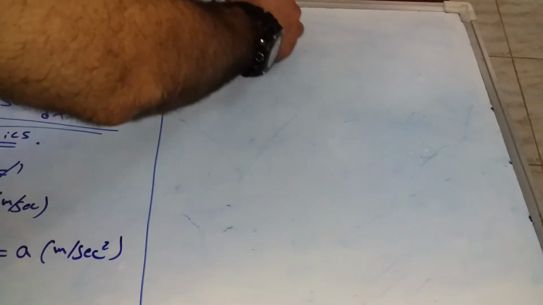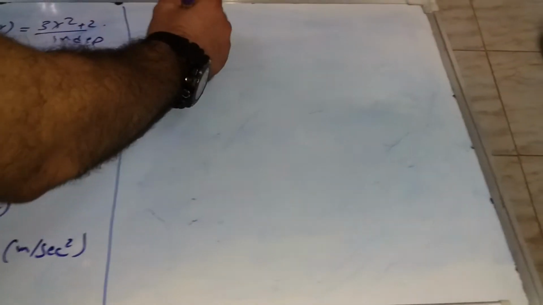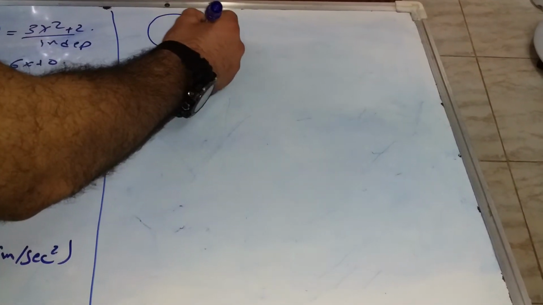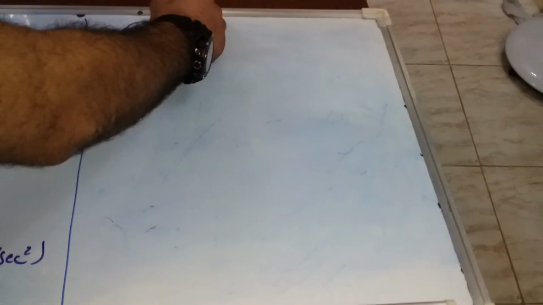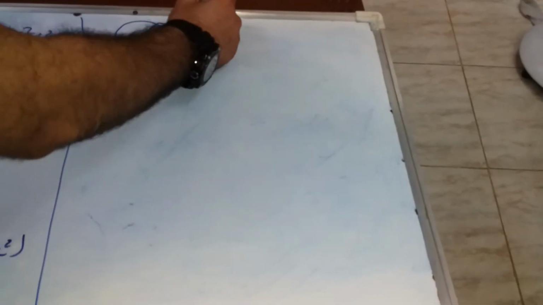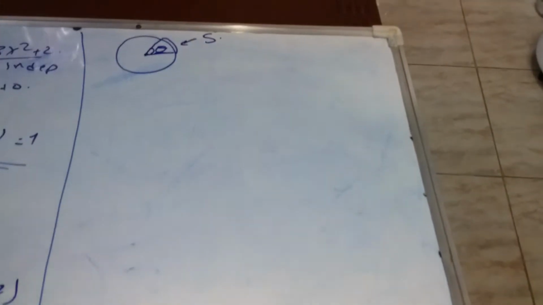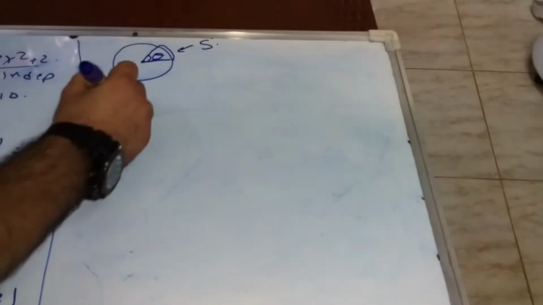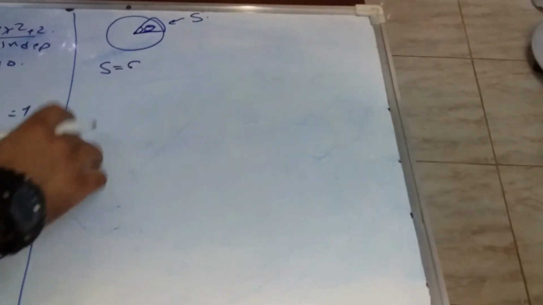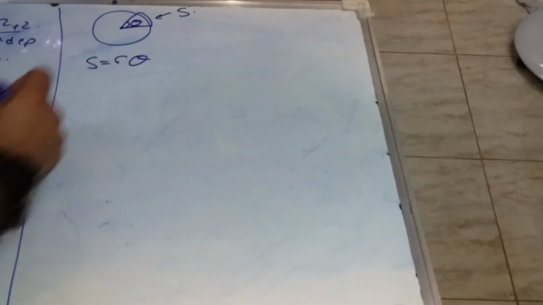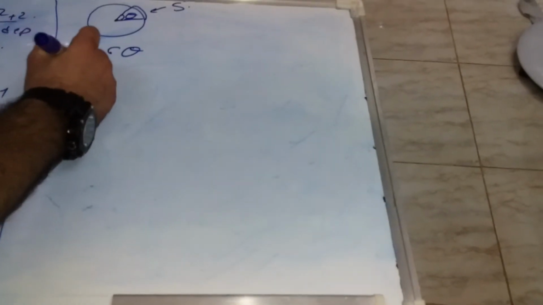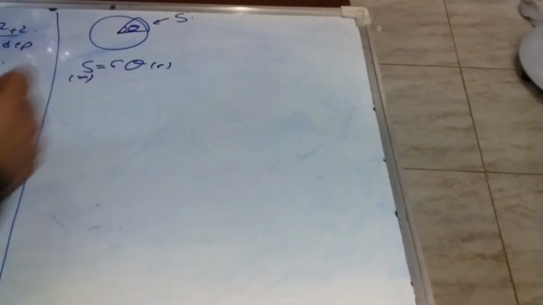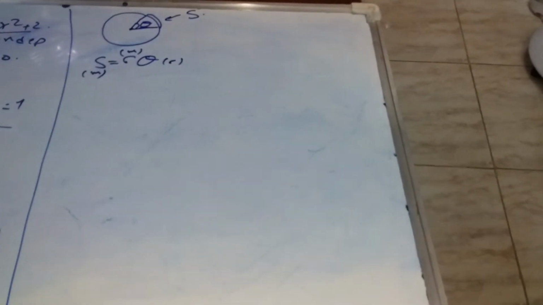Another prerequisite: if we have a circumference, this is a circle and this is its center. If we make this figure, then this curvature is called S. S is the curvilinear abscissa, and S is equal to the radius of curvature multiplied by the angle theta. This is measured in meters, this is in radians, and this in meters.